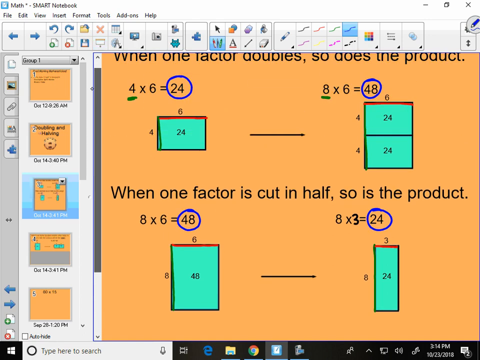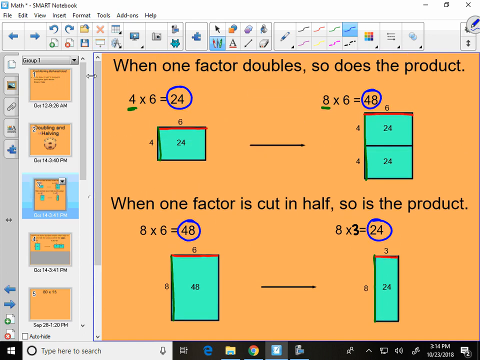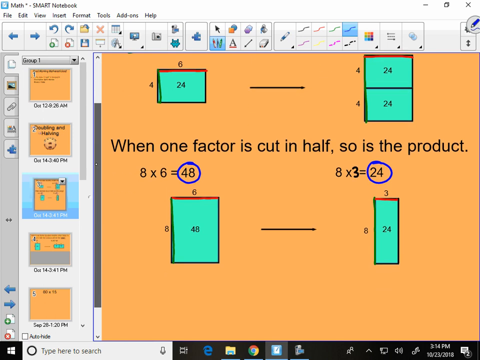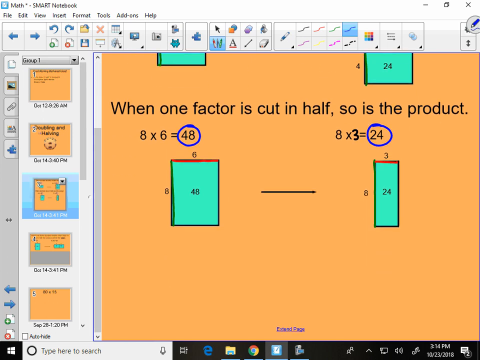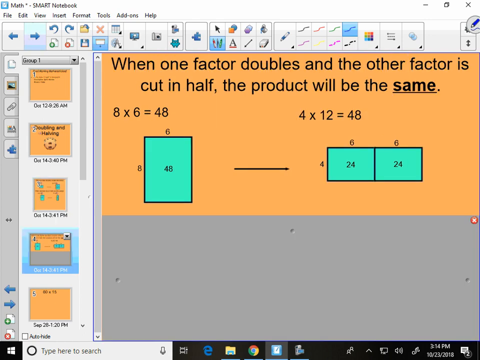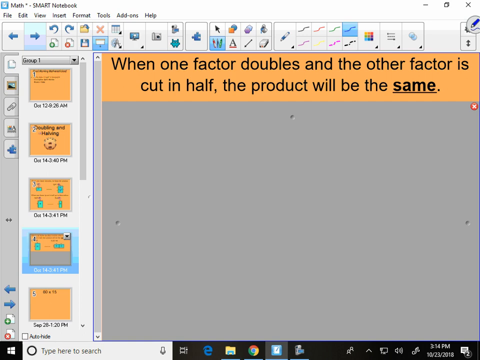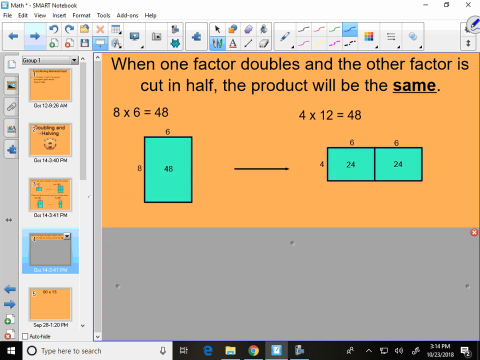So to recap, the first one says if you double one of the numbers, the answer will be doubled as well. And in the second part, if you cut one of the numbers in half, the answer will be cut in half. What if you do both? When one factor doubles and the other one is cut in half, remember doubling and cutting in half are opposites. Remember when we cut that cookie in half and then we doubled it, we were back to where we started. So think of this, when one factor doubles but the other one's cut in half, the product doesn't change, the product stays the same.